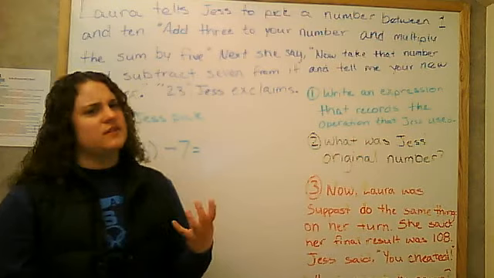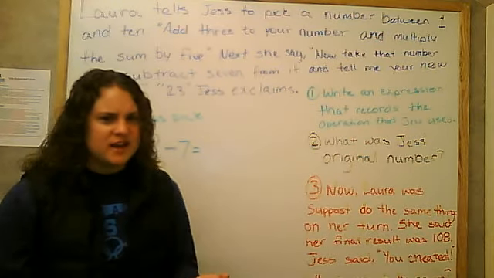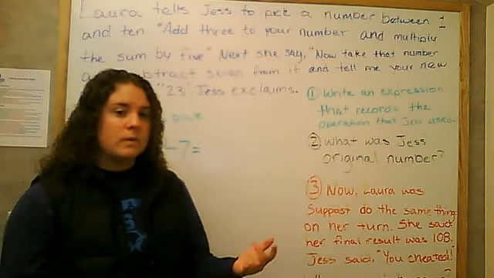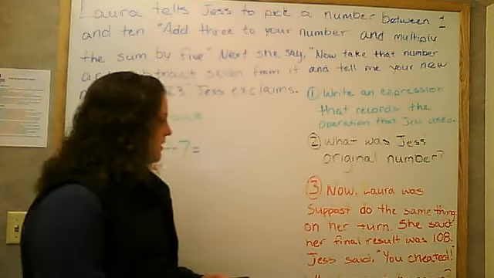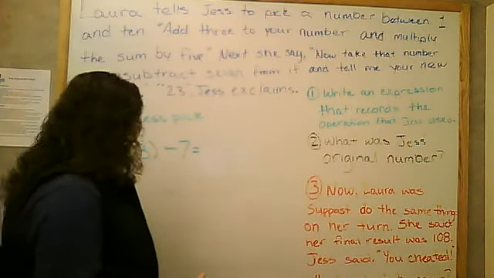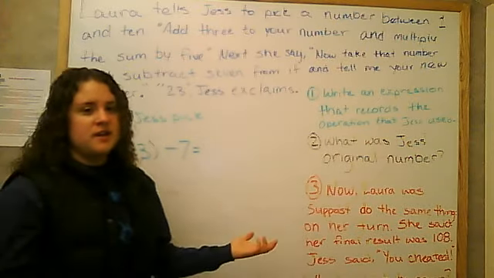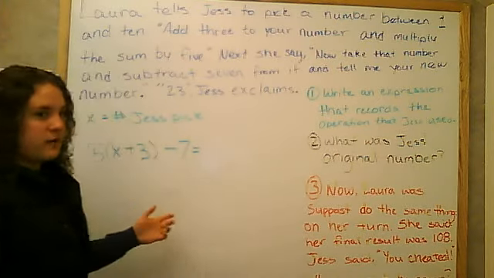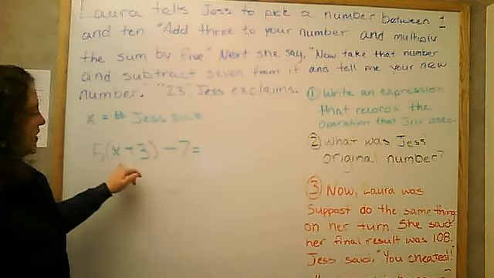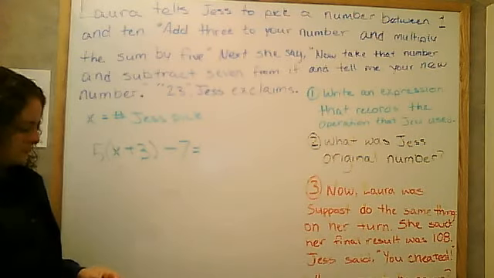Jesse stops, thinks for a second, says, hey, hang on a second, you cheated. We want to know what he means when he says that. So let's take a look. The only thing that we know is that her result was 108. We don't know why she cheated, but the best thing we can do is use our equation that we already built and figure out what her original number was.